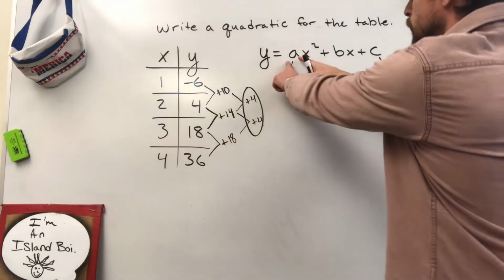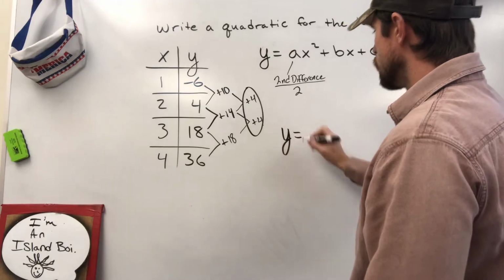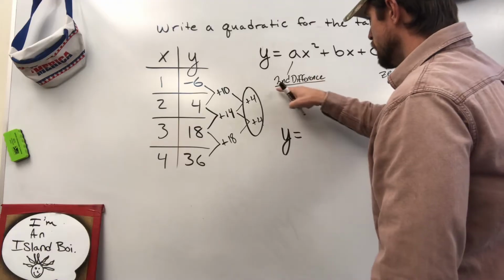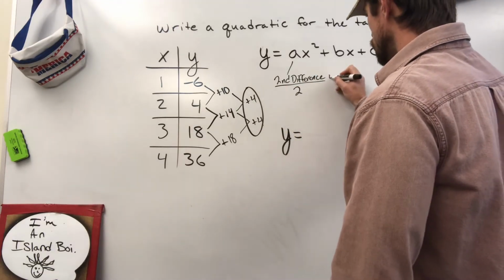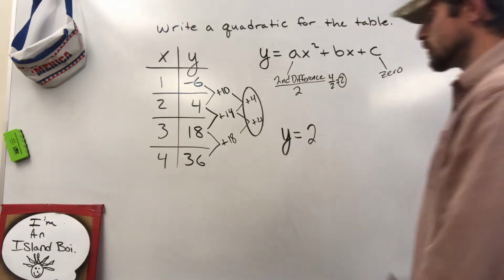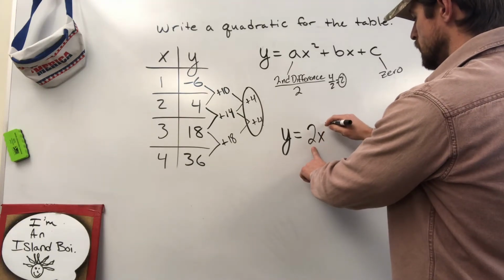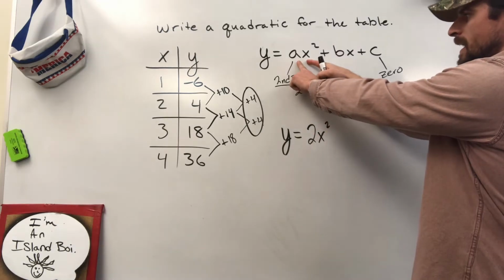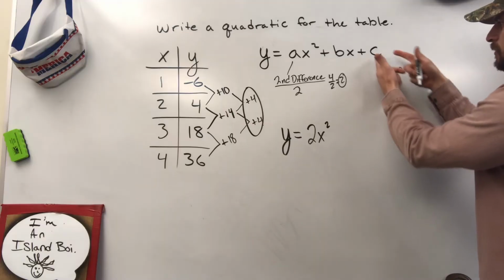So to determine what A is, I just need to say 4, which is my second difference, divided by 2. What is 4 divided by 2? It's equal to 2. So my A value is 2. I can say x squared now attached to this coefficient of 2. All right, so I've got my whole entire A term written out. That's a good start. Next part is finding the 0 term, the C.